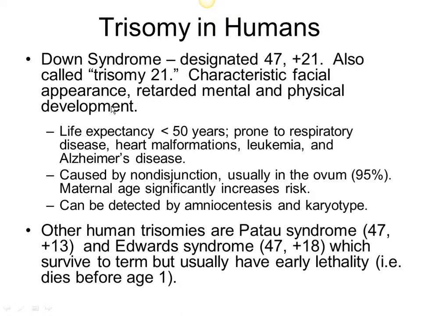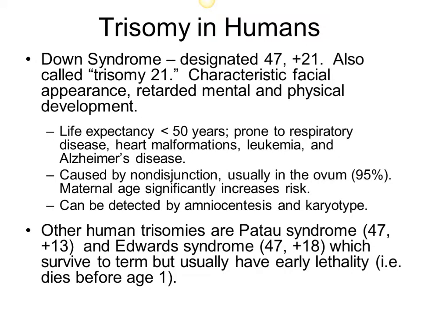The individual with Down syndrome has a certain facial appearance, and they have retarded mental and physical development. Their life expectancy is typically less than 50 years due to some of the symptoms that come from this: respiratory disease, heart malformations, leukemia, and Alzheimer's. But 50 years is a pretty good prognosis, considering that almost all of the trisomies of the other autosomes are fatal. So this is one of the few trisomies of the autosomes that's really pretty survivable.